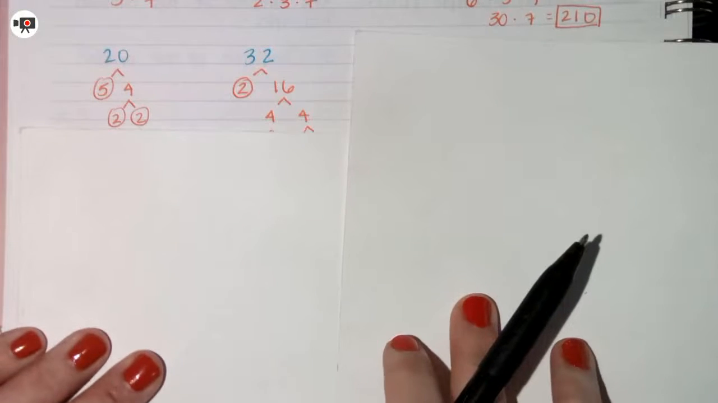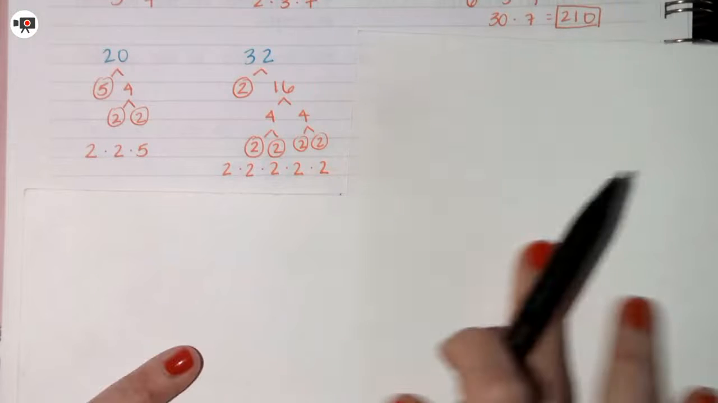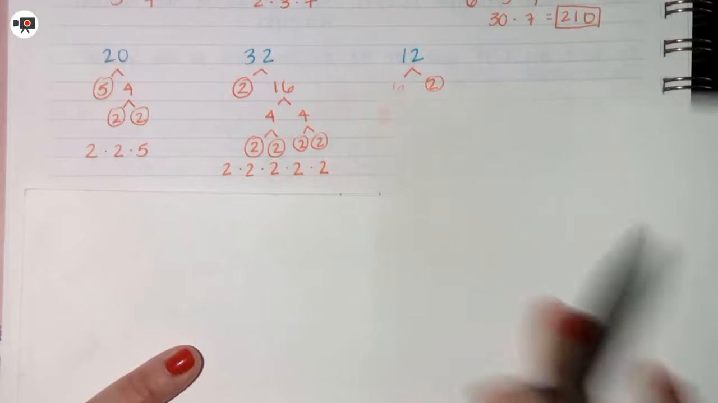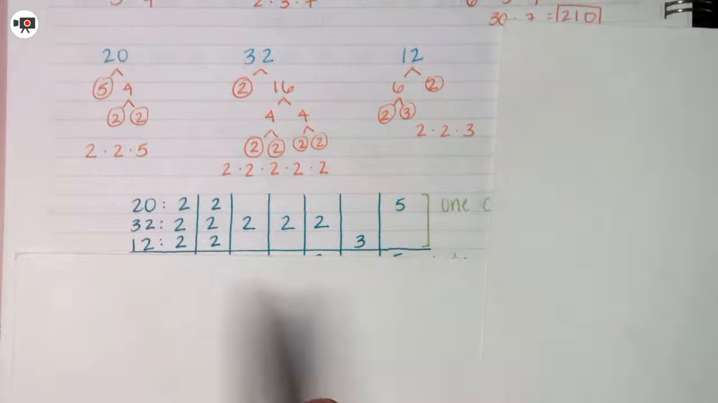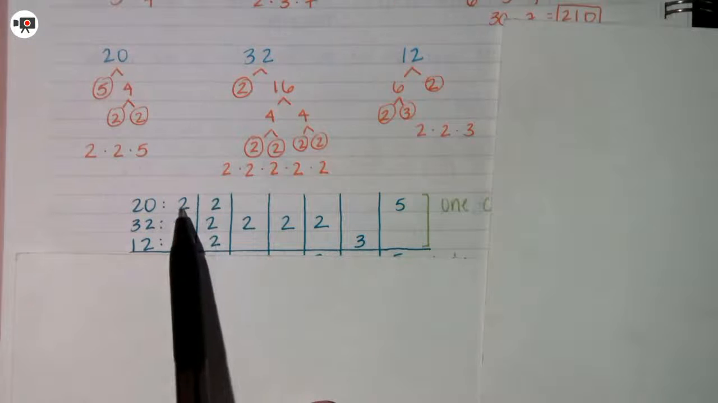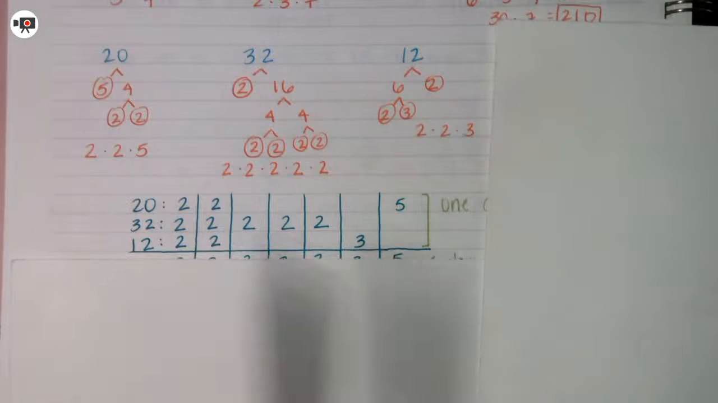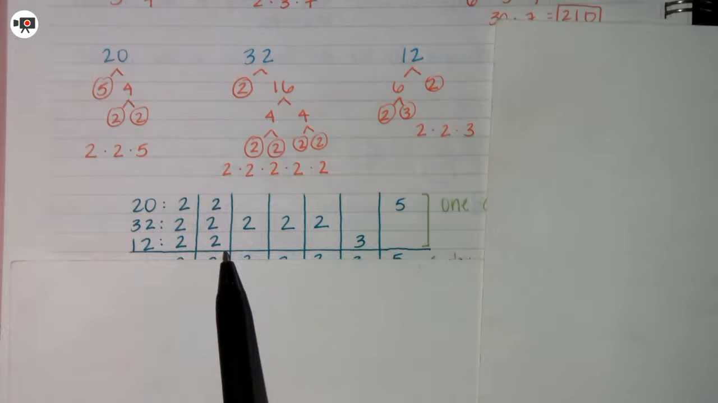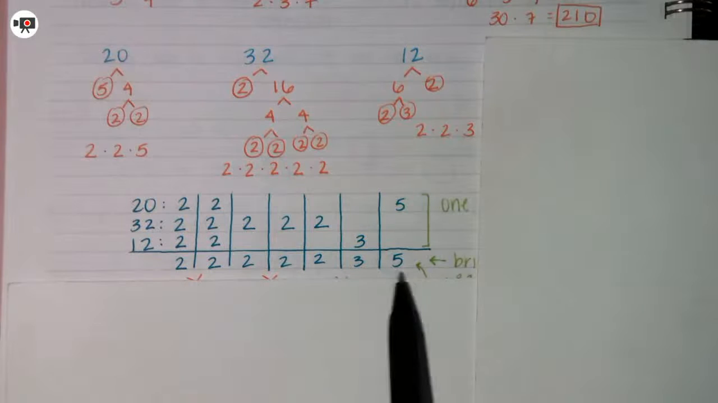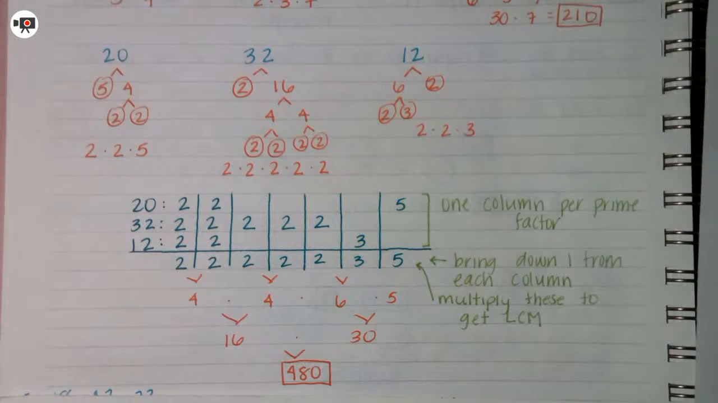For 20 and 32, making my prime factorizations, I can see I have a whole bunch of 2's. So let's list out 32. Oh, we're also doing 12. So I'm going to list out 32 first and fill in all those 2's. For 20, 2 times 2 times 5, and 12 is 2 times 2 times 3. They all share 2 2's. So I have a column full of 2's and another column full of 2's. Bring down one from every column and multiply them together. And then we can get 480 is our LCM.